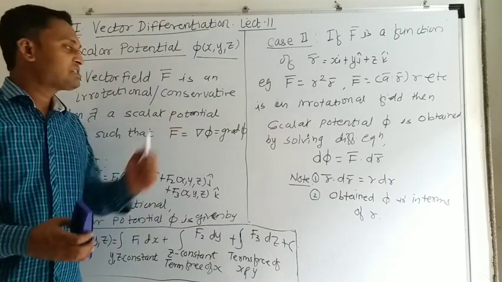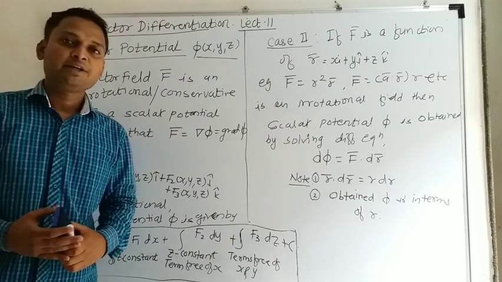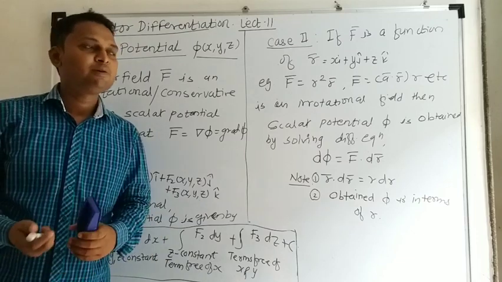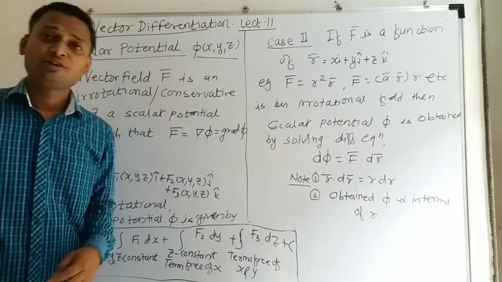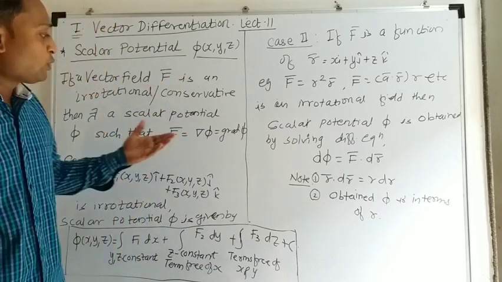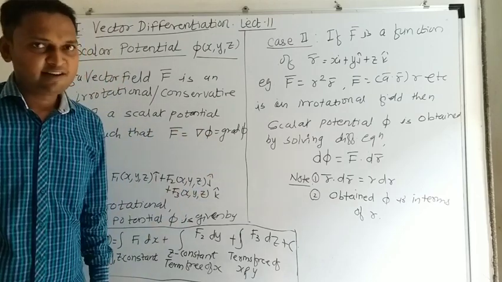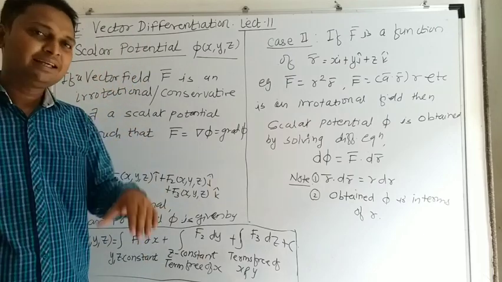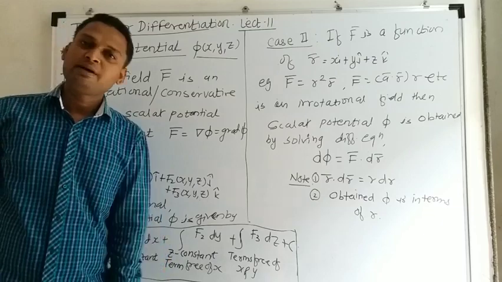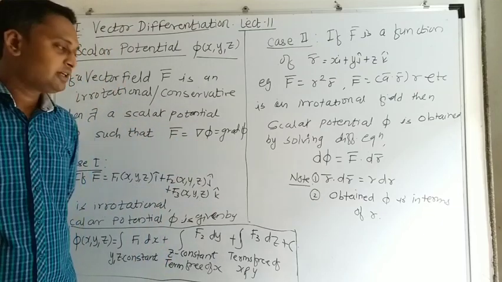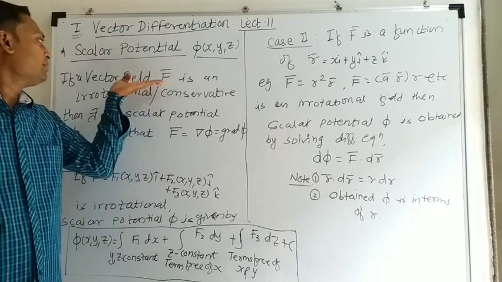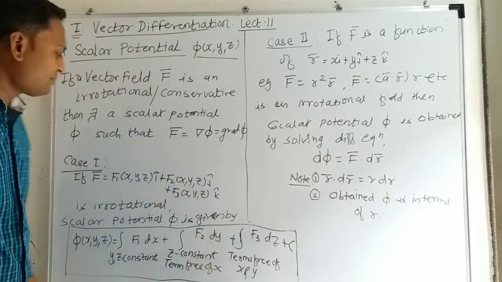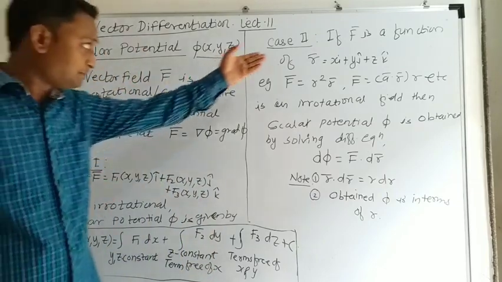The meaning of this line is, whenever your vector field f bar is an irrotational or conservative vector field, for all such fields there always exists one scalar function phi of xyz, which you can call scalar potential, whose gradient equals the given vector field f bar. When you calculate the gradient of that scalar potential, it will be exactly equal to the field f bar. So whenever we have an irrotational field, there always exists a scalar potential.